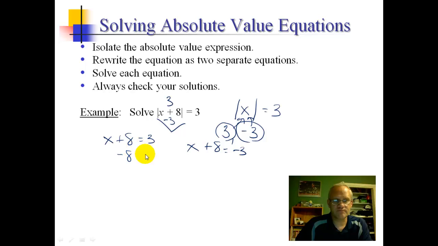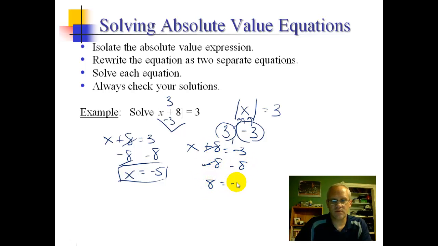Now we just solve them. Minus 8, remember, do it to both sides. So x equals negative 5 is one of our potential solutions. And minus 8, x equals negative 11. So those are our two possible solutions.